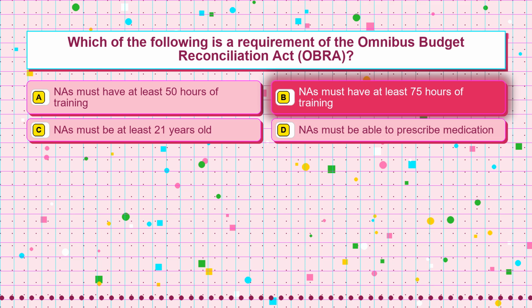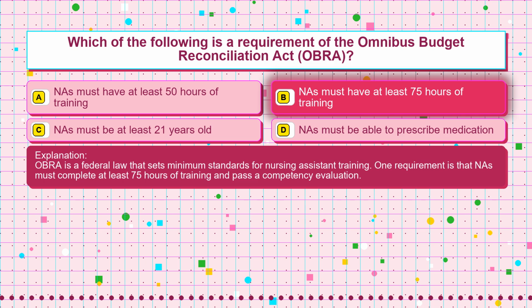The correct answer is option B. NAs must have at least 75 hours of training. OBRA is a federal law that sets minimum standards for nursing assistant training. One requirement is that NAs must complete at least 75 hours of training and pass a competency evaluation.